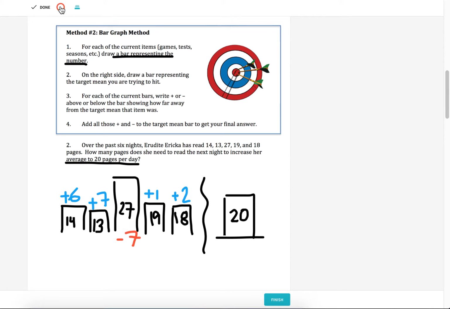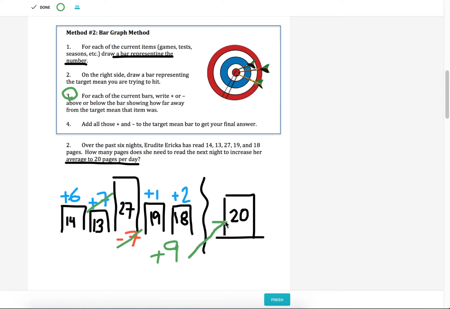So now we're on step 3, which is for each of the bars, we're going to add up these blue and red numbers. So this came out nicely because the plus 7 minus 7 canceled out, right? These 7 extra pages she read on the middle day are going to compensate for the 7 pages she didn't read on this day when she read 13 pages. So we have a plus 6, plus 1, plus 2. Altogether, that's plus 9, right?